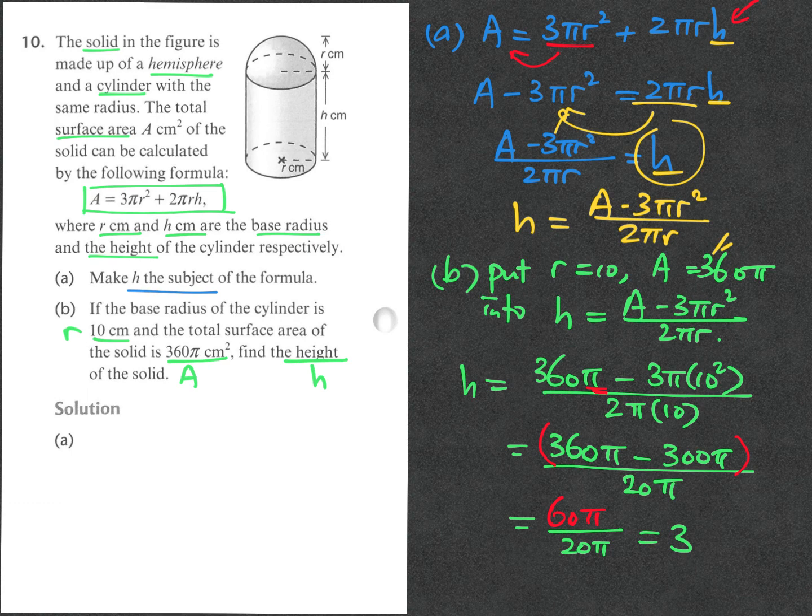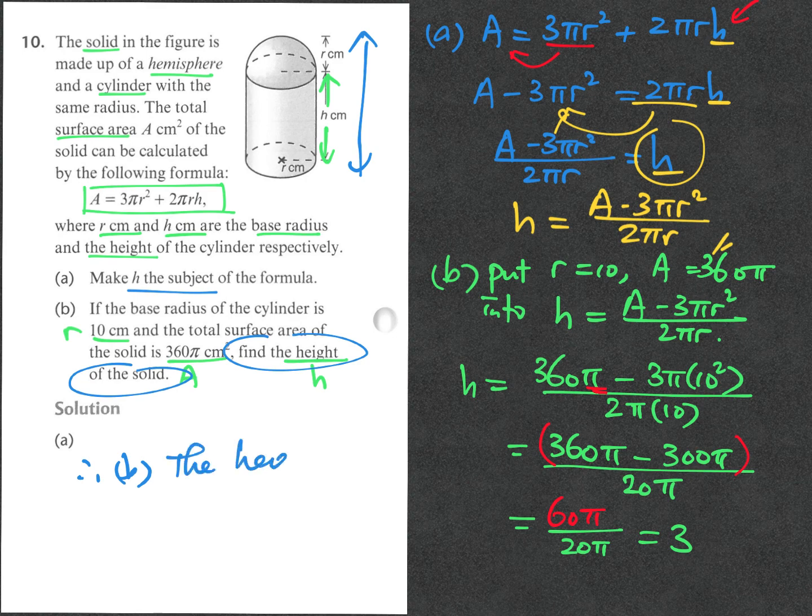But be careful, it's only the height of the cylinder. The question is asking you about the height of the solid. That means the full height of the solid. So in part B, we continue on the left column. The height of the solid would be not just the 3 cm, but it will also consist of, we write here, 3, and also you can see the r is missing, so r which is 10. And finally, the height should be 13 cm for the whole solid.